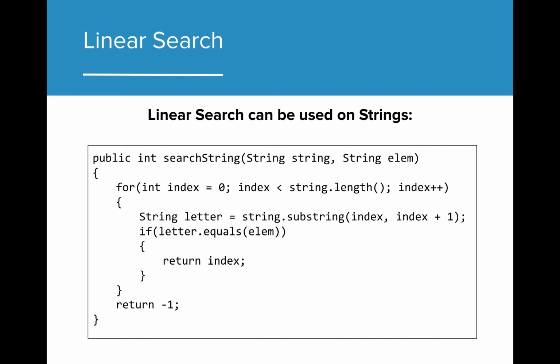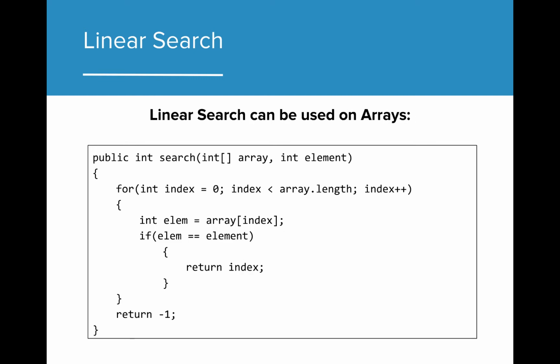Linear search is not limited to integer values. We can use linear search on strings and other objects too. Here we can see that linear search can be used to search each individual character in a string to see if the desired character is there. We can also use linear search on arrays. Similar to array lists, we can simply replace size with length and get with brackets to emulate linear search in arrays.